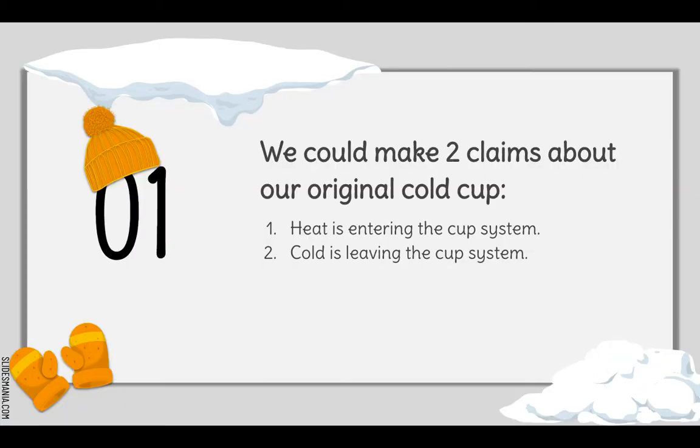So, the first thing we're going to be looking at is how we can use the evidence that we have collected over the last few lessons and match it to a claim that it would support the best. So we could make two claims about our original cold cup. One, that heat is entering the cup system, or two, cold is leaving the cup system. This is in reference to the original plastic cup with cold water, a lid, and a straw, and that the cold water heats up over time. So that could be because of one, heat entering the cup system, or two, cold is leaving the cup system.